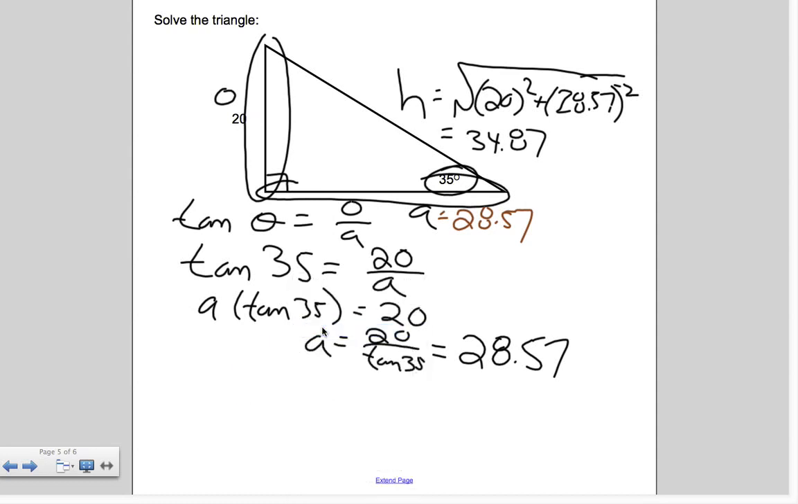Okay, so for this last angle, there's 2 ways we can solve this. The easiest way is the 180 rule, right? So 180 minus 90 is 90, minus 35 is 55.